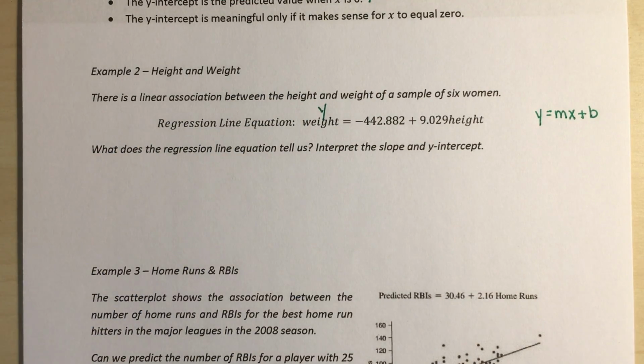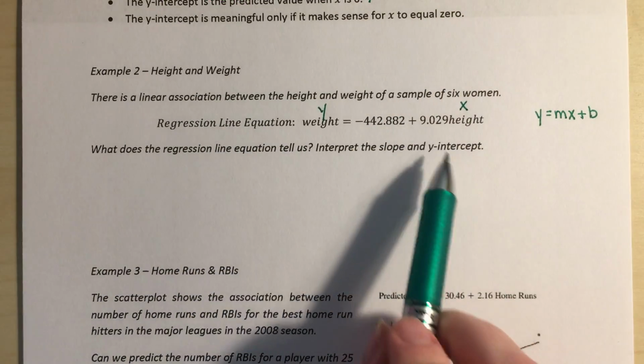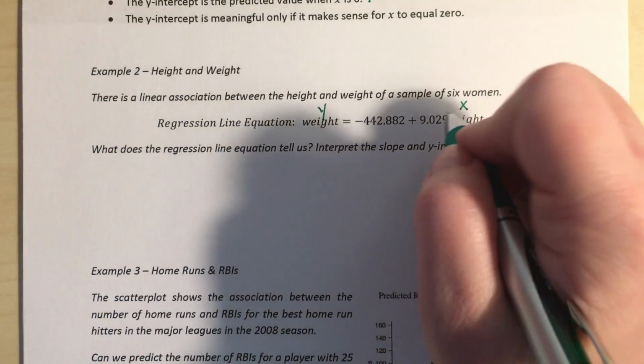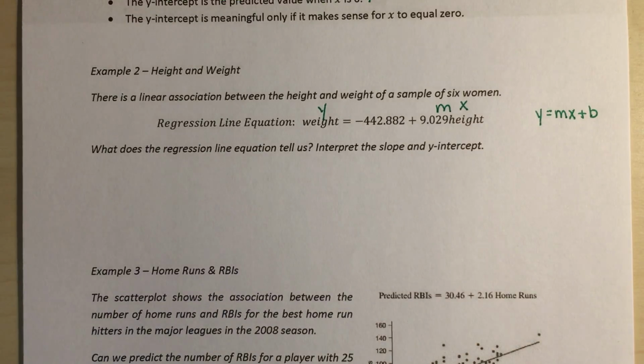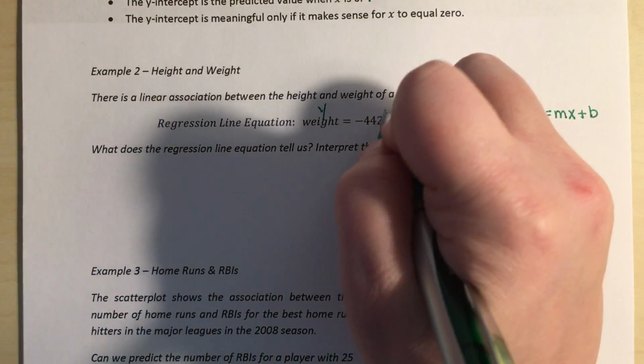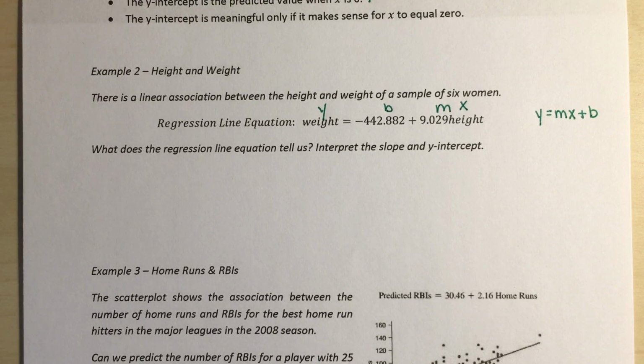What's doing the predicting is our x variable, so that is our height. The number connected to our height, the number connected to x, is our slope. So that 9.029 is our slope. And this negative 442.882, that number that's all by itself, that's our b. That is our y-intercept. So we're going to use this equation to do some interpretations here. What does the regression line tell us? Interpret the slope and the y-intercept.